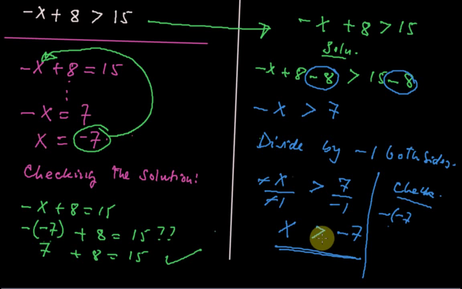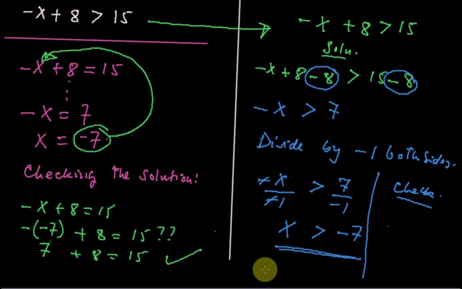Negative x is greater than -7. So if x is greater than -7, it means that x here is negative. X is -6. -6 is greater than -7. So x is -6, for example, or -5. Anything above -7.